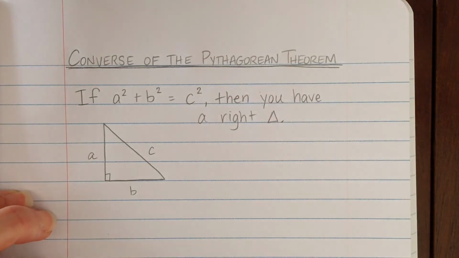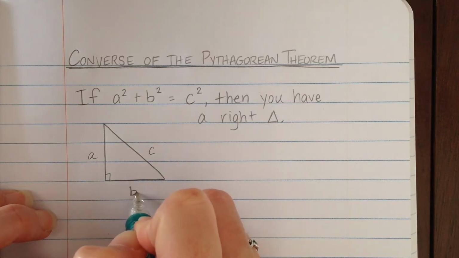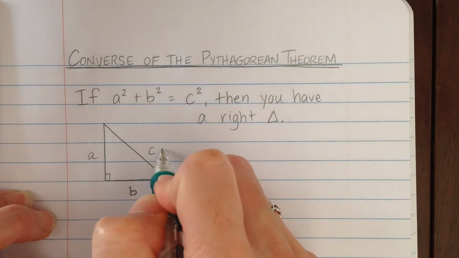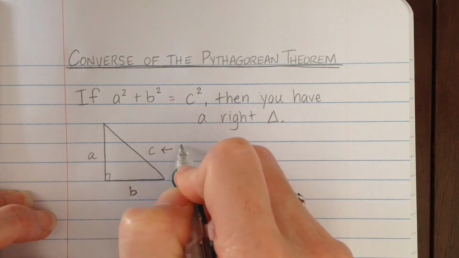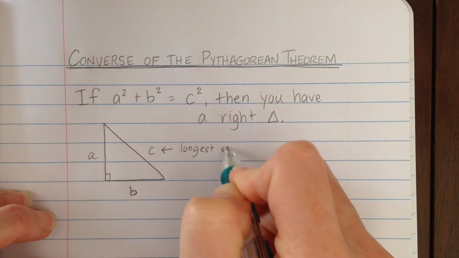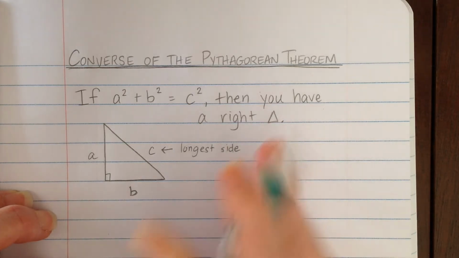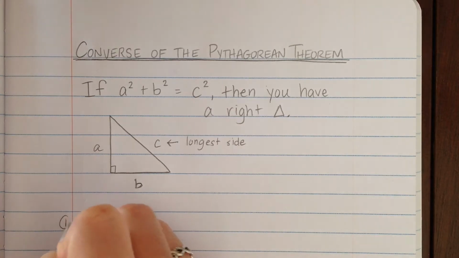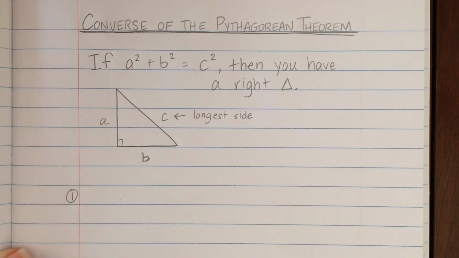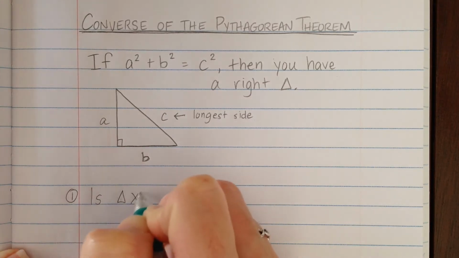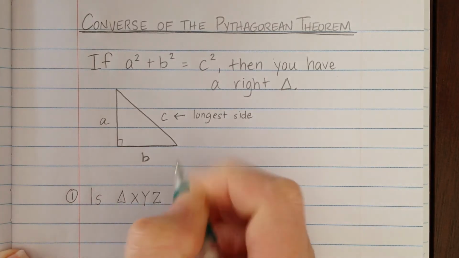Okay, so if you are given three sides, you know that the c is always going to be the longest side. So c will always be the longest side if it is a right triangle. Okay, so let's just do an example and look at what this actually means. We will say, is triangle XYZ a right triangle?